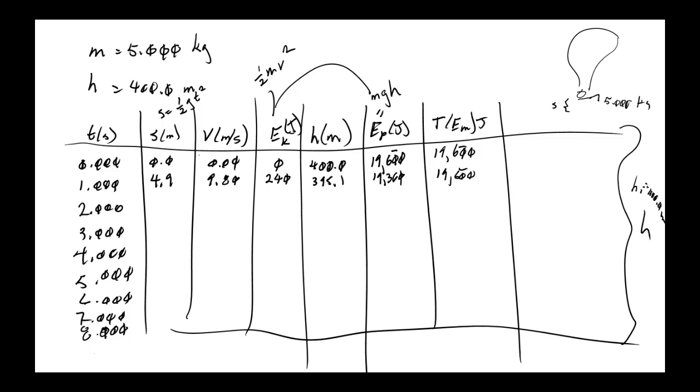All right, let's go to 2 seconds. What is the distance you've fallen? 1/2 g times 2 squared. So that's 1/2 of 9.8, which is 4.9, times 4. So 4.9 times 4 is 19.6. Anyone do it? Is that right? So that's how far you've fallen.